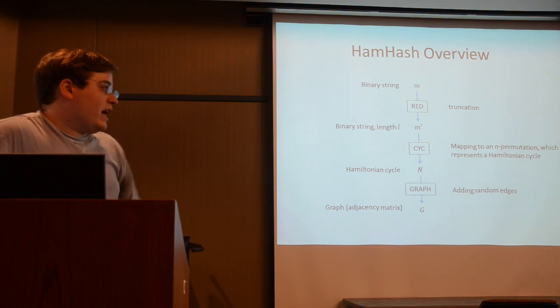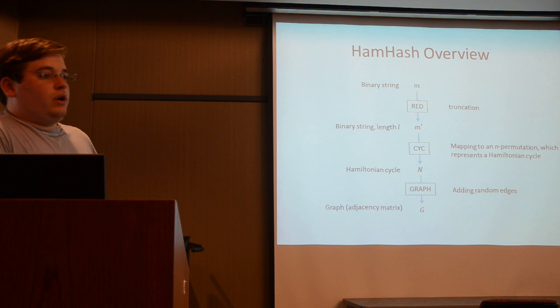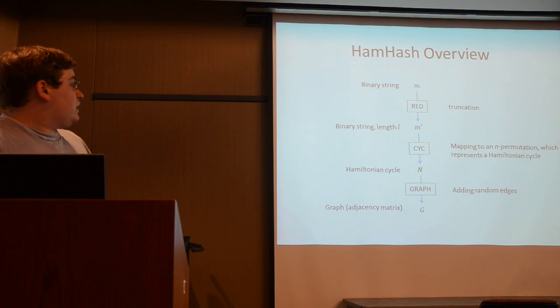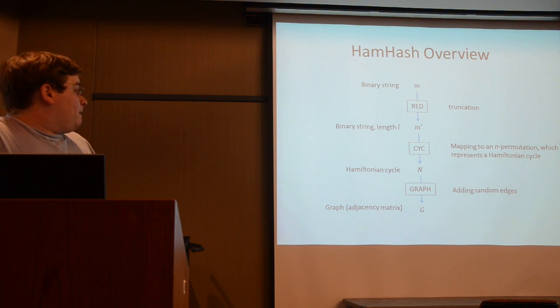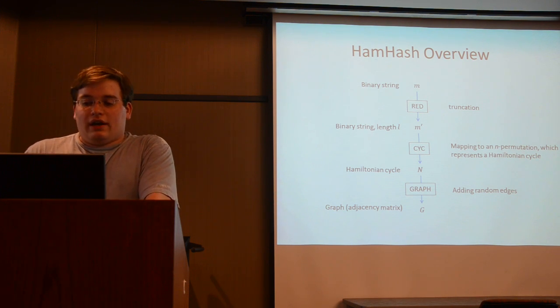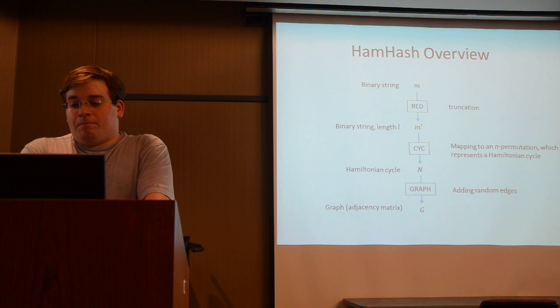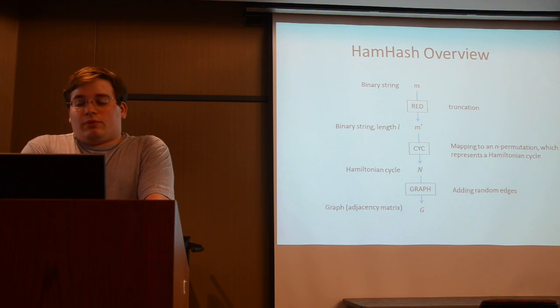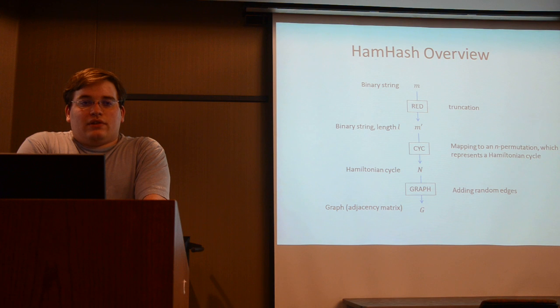And here's a little diagram to show how the whole function works and what the steps are. Basically, we take the string, we truncate it in a way that's cryptographically secure. We associate it with an n permutation, which represents a Hamiltonian cycle, and then we add a bunch of random edges to get a giant graph. And that's basically how this whole thing works.